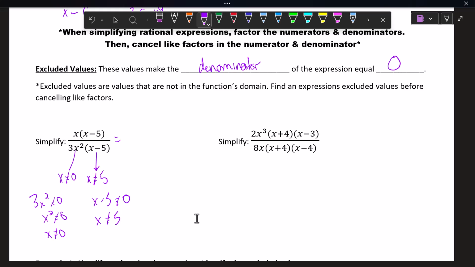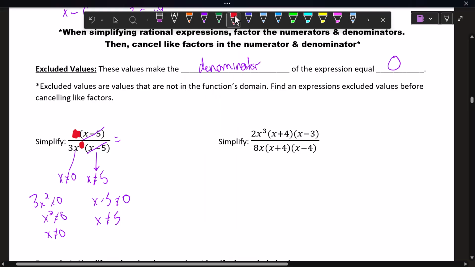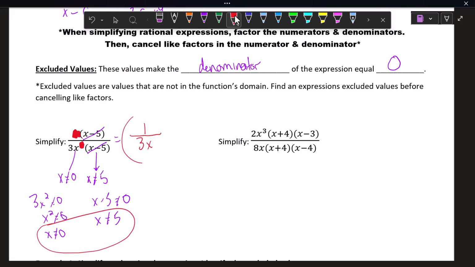And then in simplifying, we can cancel out our x minus 5s. We can also cancel out 1x. So that becomes the only x we have. So when we write out our final simplification, we don't have nothing in the numerator, or else we wouldn't see it. We at least have 1, and then over 3x. These are our excluded values. That's our simplified rational expression.